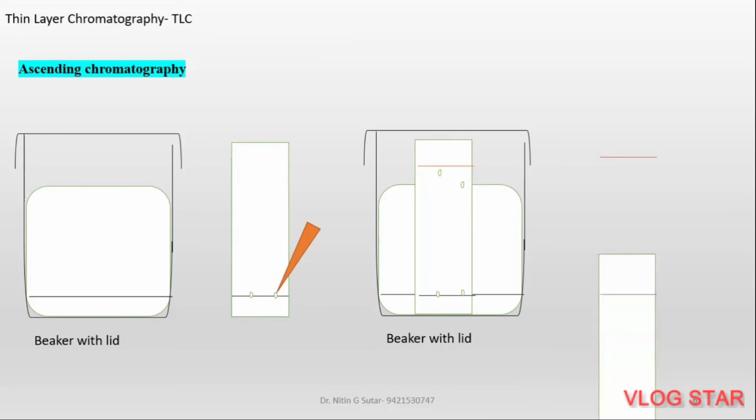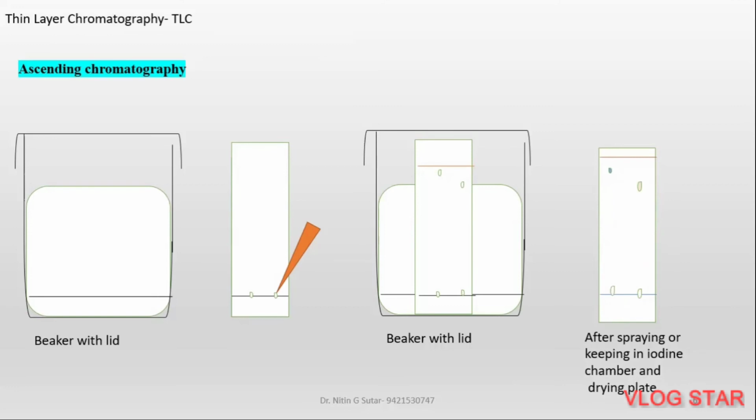Remove this slide from the beaker, then dry this slide. On this slide you have to observe the spots, just like this. If you are unable to observe the spot, then you have to spray the spraying reagent. Which types of spraying reagents are there, that I will show you. There are three different methods.